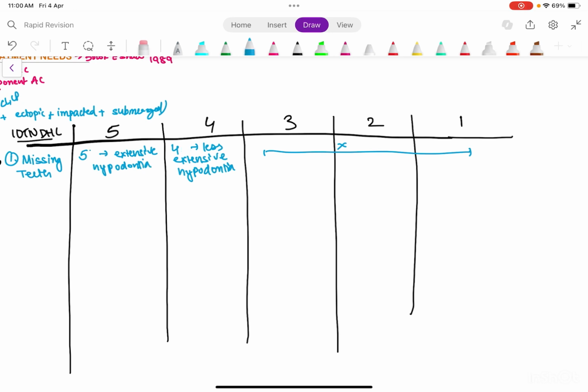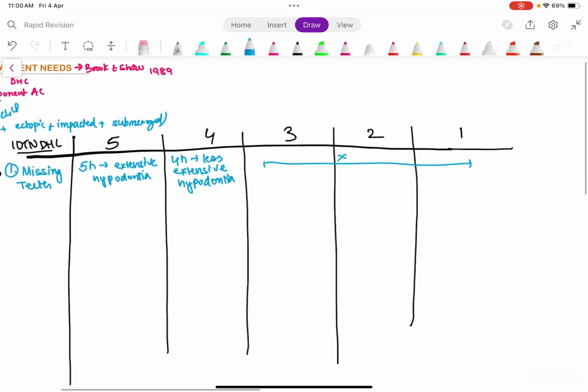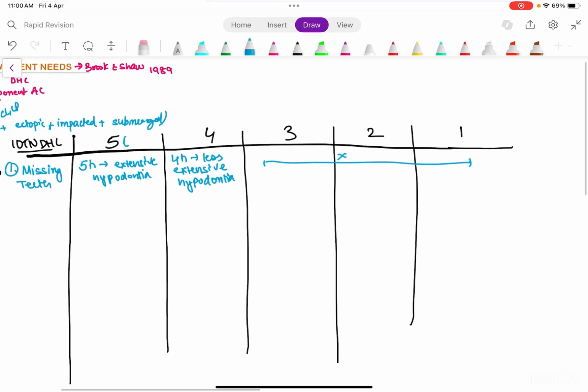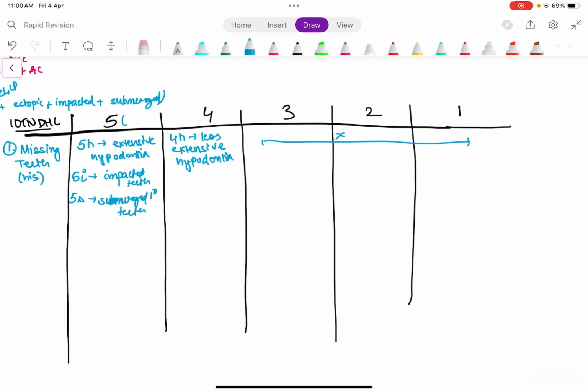Basically, I forgot to tell you that since we are talking about hypodontia, we will mention H. Now the first component you have to remember is H's. So 5I is impacted teeth, then 5S is submerged primary teeth. Okay, so this is about missing teeth.